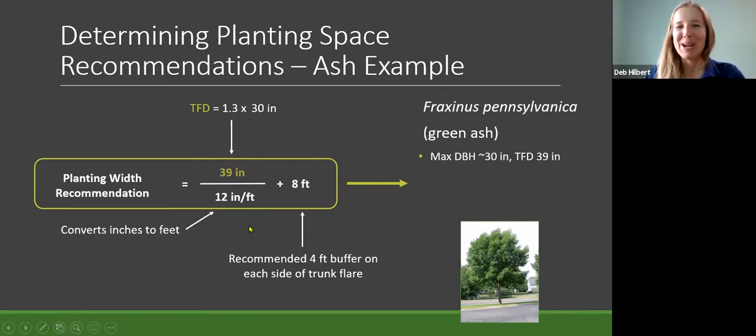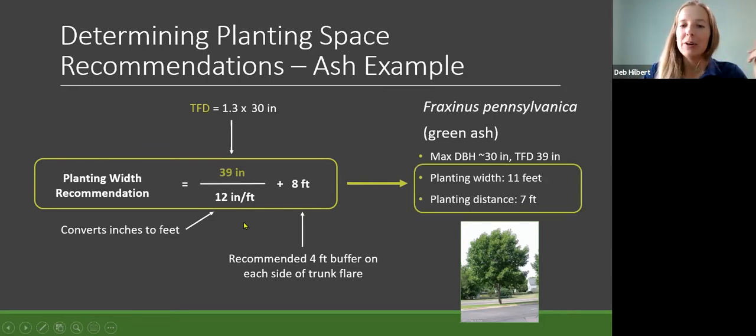Sorry for the folks in the UK, but I'm working in inches and feet now. So then you need to convert that into feet since you're going to be adding a buffer that's in feet. And so you just divide by 12. And then you end up getting planting space recommendations of 11 feet. So if you want to let your green ash tree grow to be full size, avoiding as much conflict as possible, then you're going to need a boulevard of about 11 feet. Or you need to plant it about 7 feet from a sidewalk.